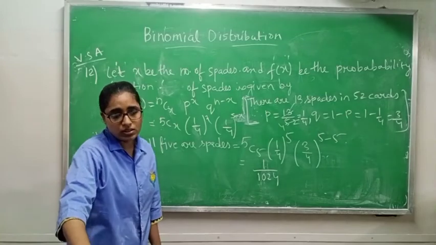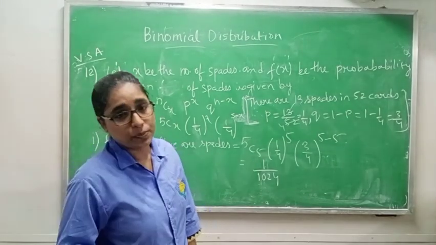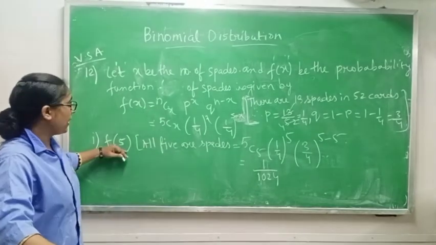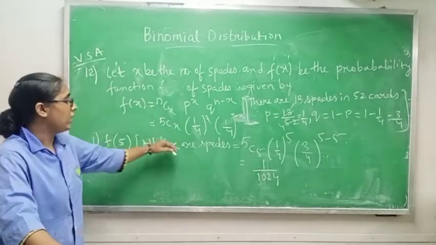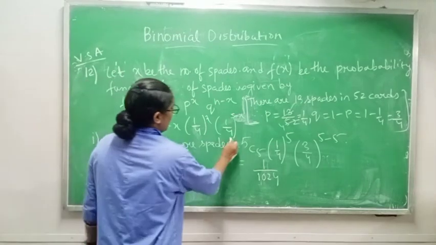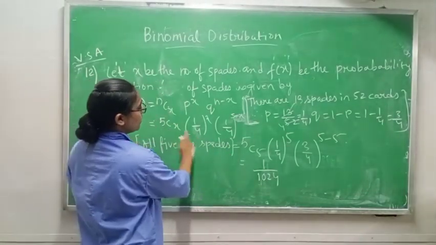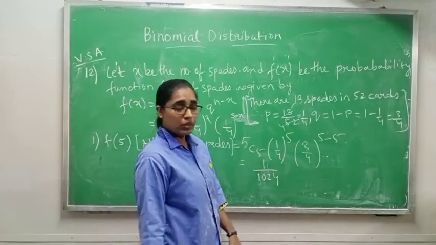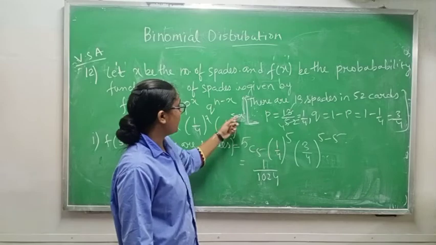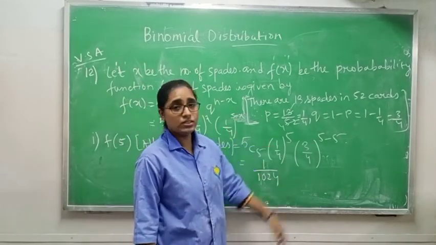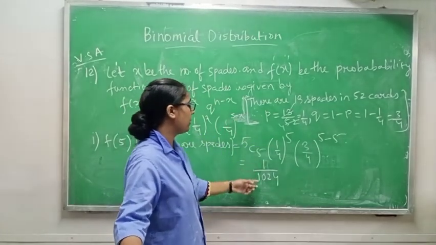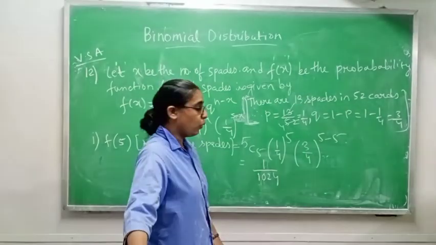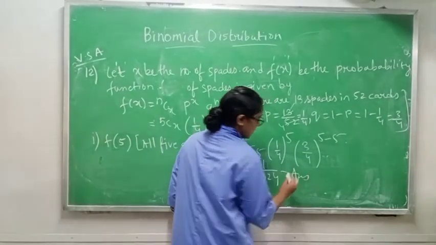Now the first question is all the 5 cards are spades. It means that the x value is also 5. So f(5) I have written to help you understand. All 5 are spades. So this formula you will use: 5C5, 1 by 4 power 5, 3 by 4 power 5 minus 5. When you solve this one, you will get 1 by 1024. So this one is your first answer.